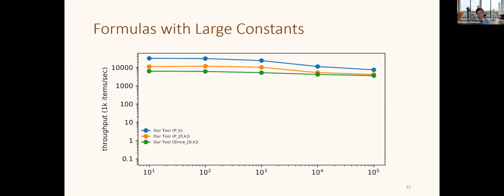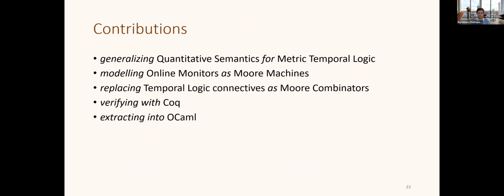In summary, we gave a generalized quantitative semantics for metric temporal logic using lattices, and we modeled the online monitors as Moore machines. And we constructed monitors for arbitrary formulas using the idea of Moore combinators. We have verified our construction in Coq. We extracted this into OCaml code and saw that it performs reasonably well. Thank you for listening. I'm happy to take any questions.